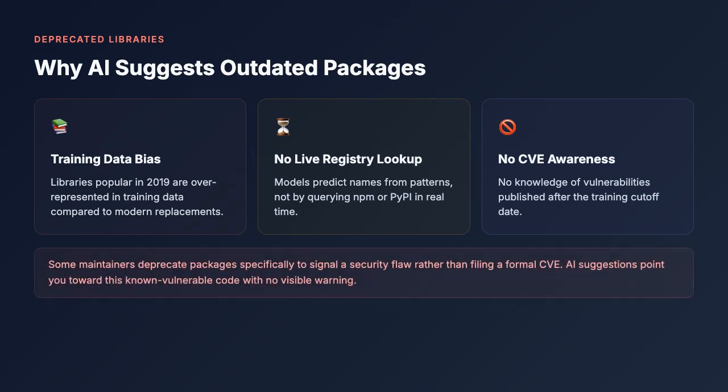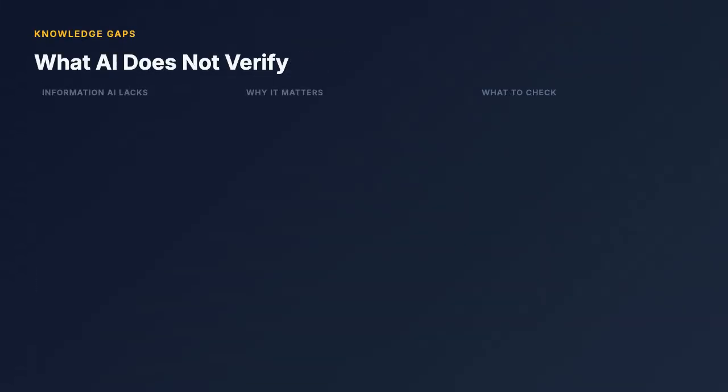There's also a subtler danger. Some maintainers deprecate packages specifically to signal a security flaw rather than filing a formal CVE. AI suggestions point you toward this known vulnerable code with no visible warning. Let's look at the specific information that AI does not verify when suggesting a package.